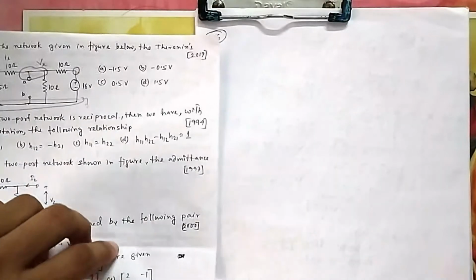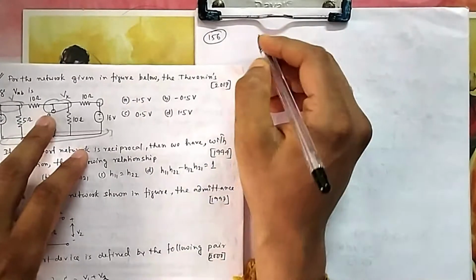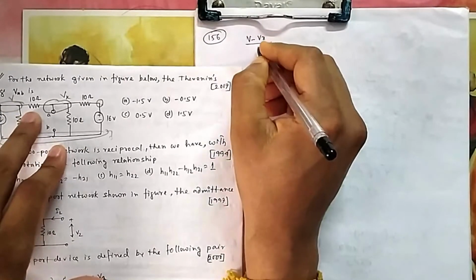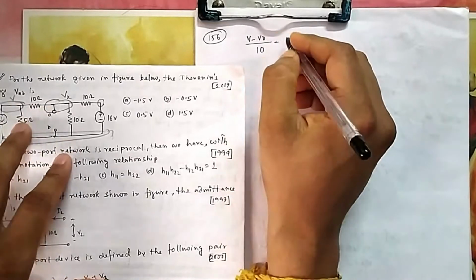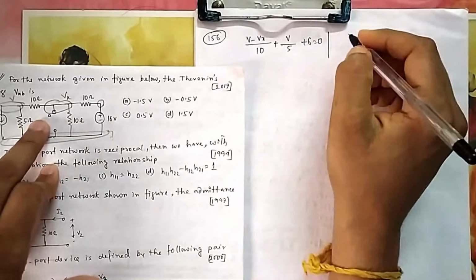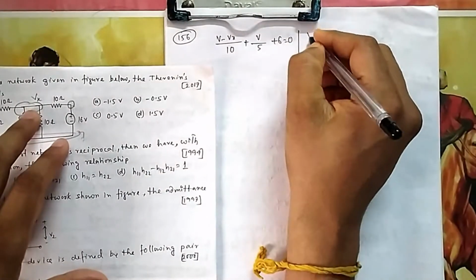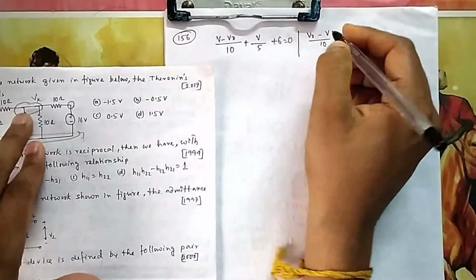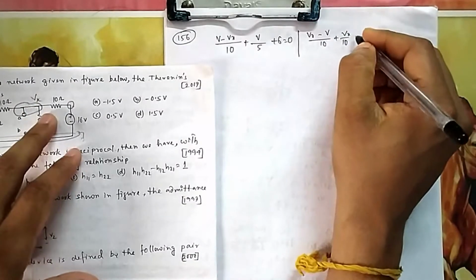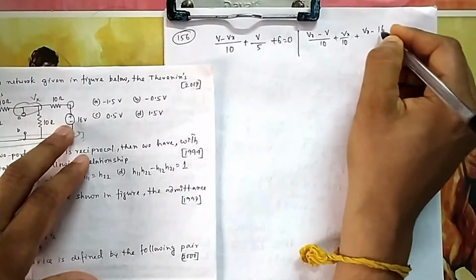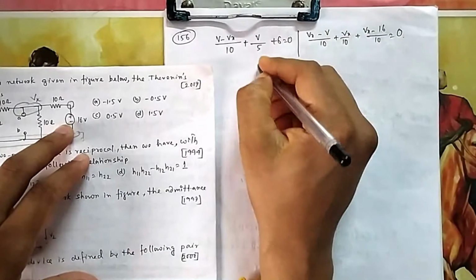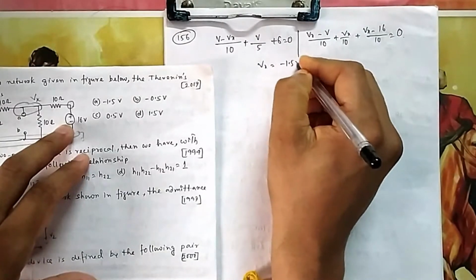If I apply nodal analysis, for this node I am writing (V minus Vx) by 10, that is this current, plus V by 5 plus 6 equal to 0. So this is one equation. And for this node it will be (Vx minus V) by 10, plus Vx by 10, this current, plus (Vx minus 16) by 10 is equal to 0. Solving these two equations you can find V and Vx. I think Vx will be minus 1.5 volt.